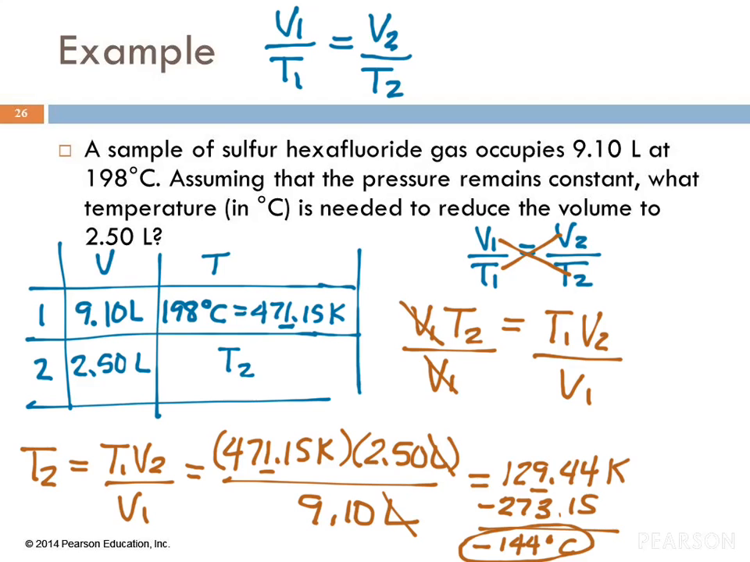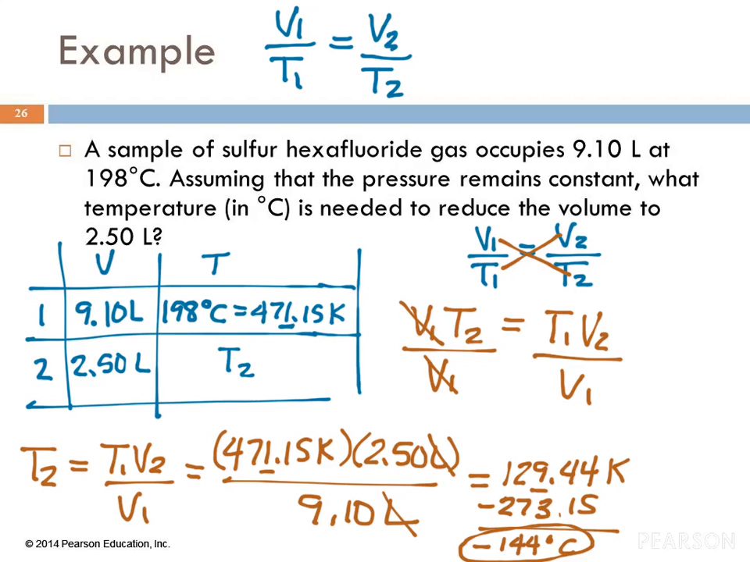Is that a reasonable answer? We are reducing the volume. To make the volume smaller, do we need to heat it up or cool it down? We need to cool it down. And so it went from 198 degrees Celsius to minus 144 degrees Celsius. That's the right direction. If the units work out, the most common mistake is that you've got your 1s and 2s backwards, and it'll go in the wrong direction. And then you can catch it by looking at it. Any questions?